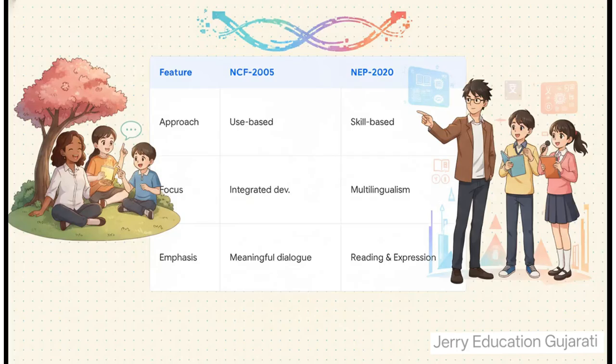Now, your blueprints are also guided by national standards, and you'll want to notice the distinction between NCF 2005 and NEP 2020. NCF 2005 emphasizes learning through use, focusing on integrated development and meaningful dialogic activities. Meanwhile, the NEP 2020 mandate shifts toward a skill-based approach, highlighting multilingualism and places a really special emphasis on reading and expression. Keeping this distinction crystal clear is highly useful for the exam.